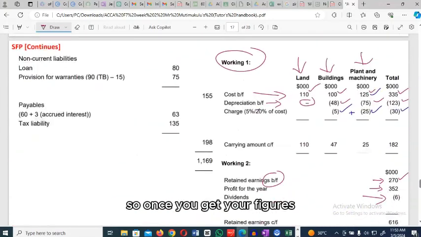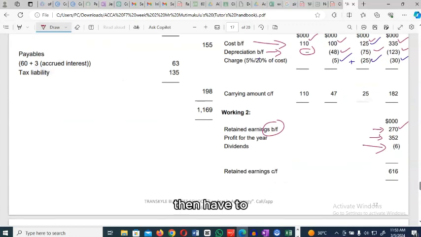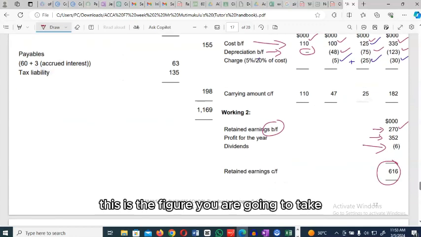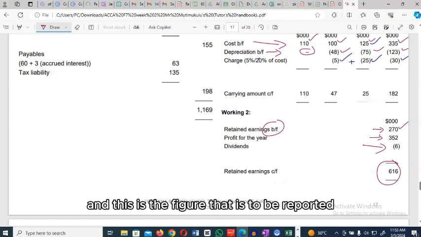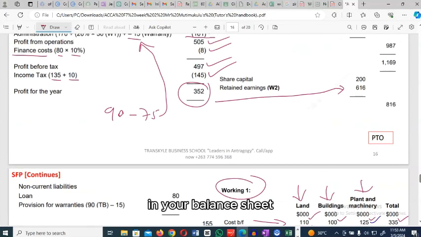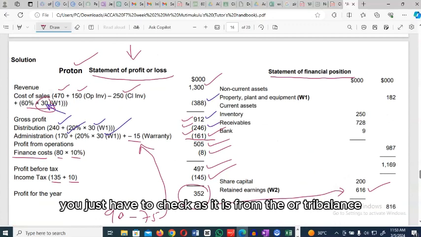So once you get your figures, this is the figure you are going to take as your retained earnings closing balance, and this is the figure that is to be reported in your balance sheet, in your statement of financial position, the 616. All right, the share capital you just have to take as it is from your trial balance.